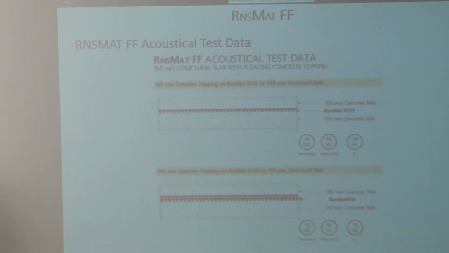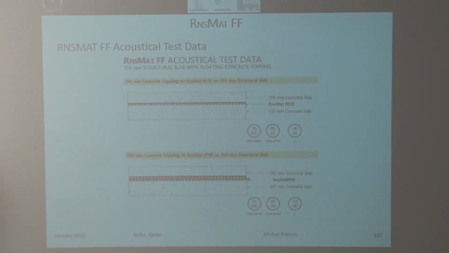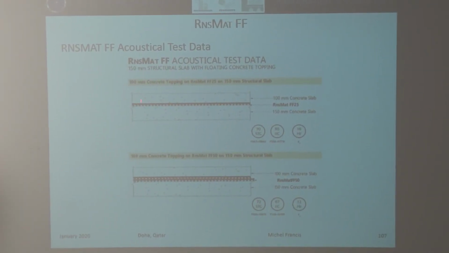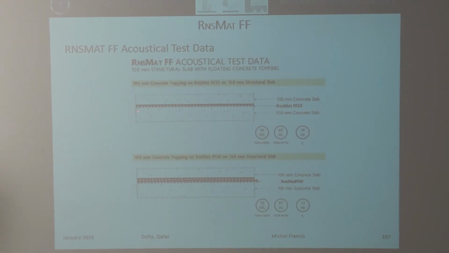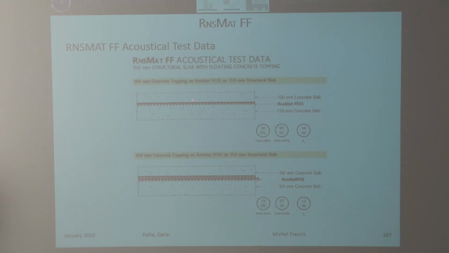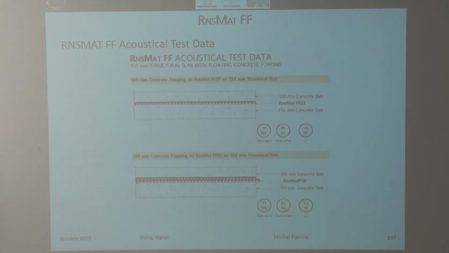If we look at some assemblies, again these are snapshots from the catalog itself. Look at this. You have 10 millimeter concrete topping, and then the RNS mat FF25, and then 15 centimeter concrete topping, over the structure slab. The STC rating is 70, which is quite high. The IIC is 65, and the natural frequency is 16 hertz, which is very low. So performance is excellent, still with very little material.